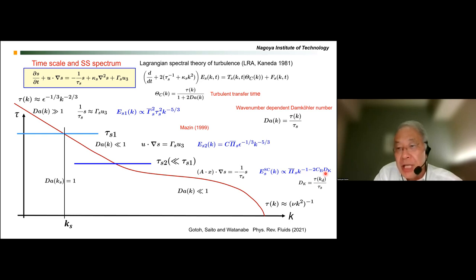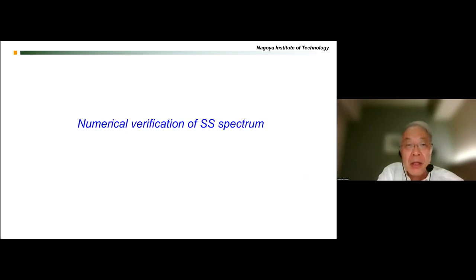Modification means that we have this term. Here, Dk means the ratio of the Kolmogorov time to the phase relaxation time. When Dk goes to 0, we have the Batchelor spectrum. Now, the following is our numerical verification of the supersaturation spectrum predicted by the theory.